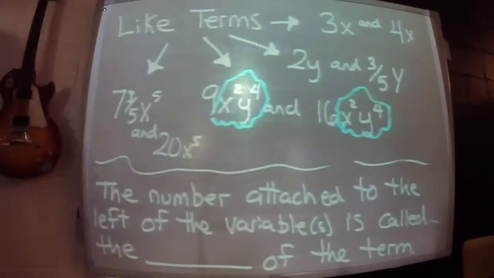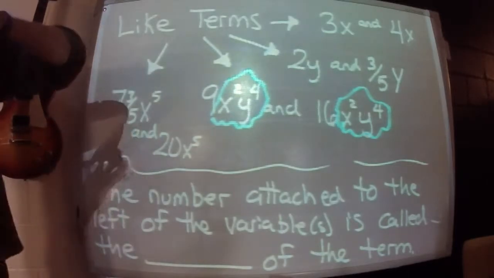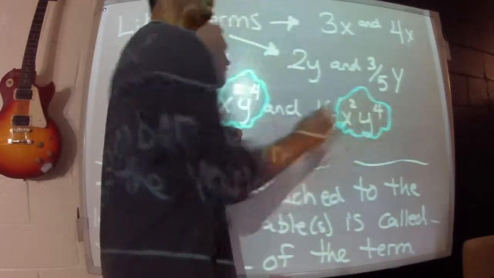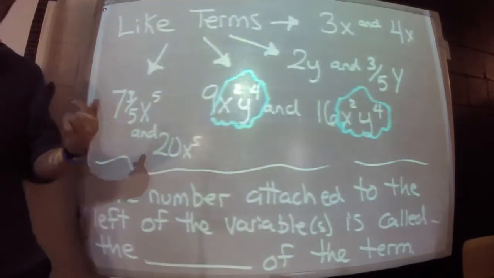All right, the number that you see attached to the left of the variable situation, you can see the variable situation. It's here, it's here, it's here. The number to the left, do you know what that is called?